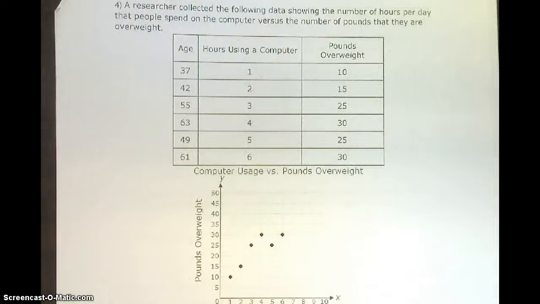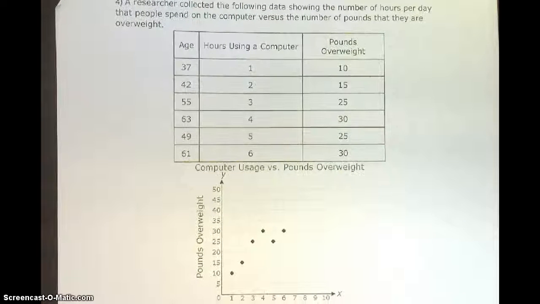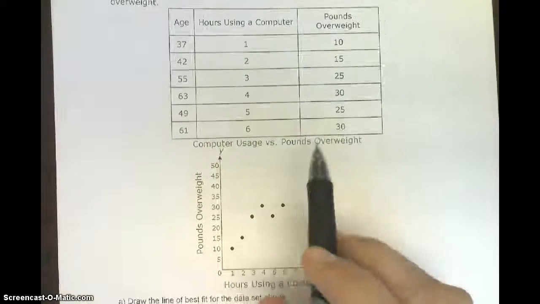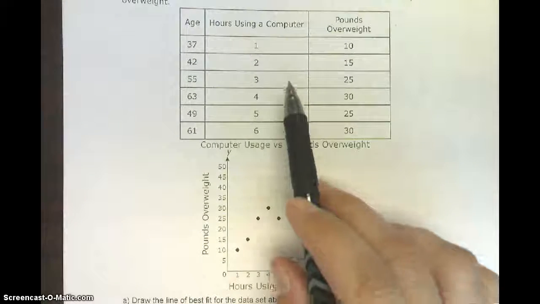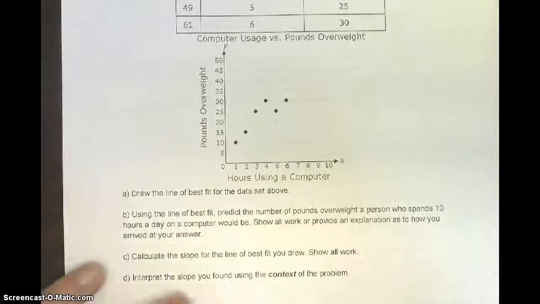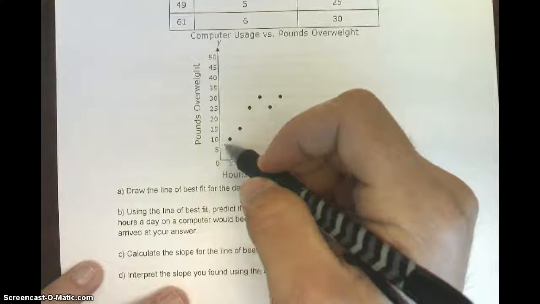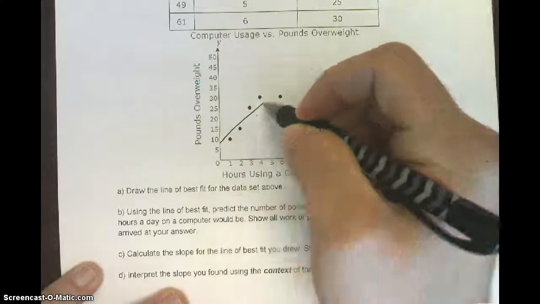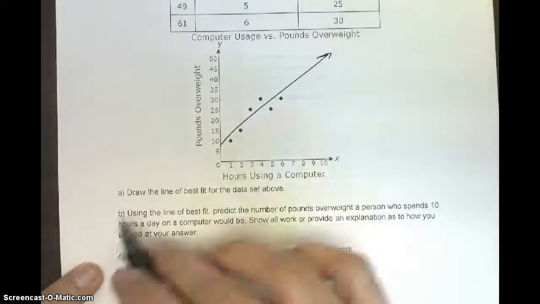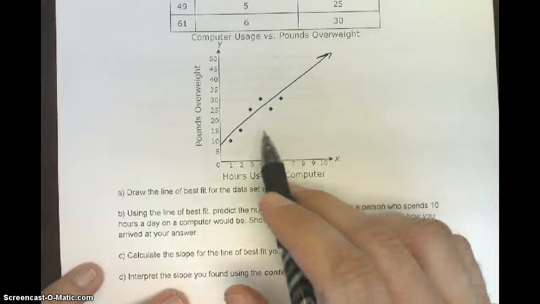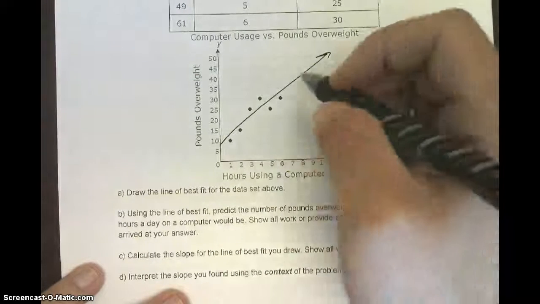A researcher collected the following data showing the number of hours per day that people spend on the computer versus the number of pounds that they are overweight. Okay, hours, pounds overweight. Here's our scatter plot to go with it. So draw a line of best fit for the data set above. I'm drawing a line that goes the best through it as I can. Again, your line might be a little different than mine, all right?